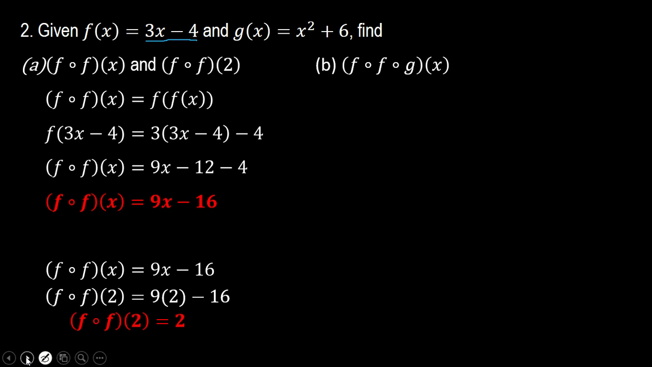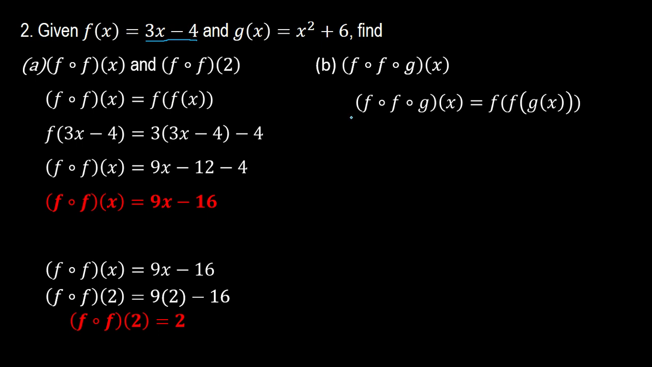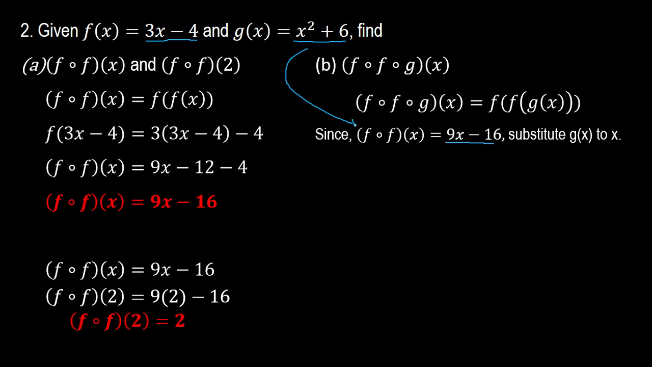Next one. Find the f of g of x. As you notice here, we have f of g of x. Actually, this is quite easy because we identified first the f of f of x. Provided that we have f of f as 9x minus 16, we can just substitute that g of x to the result of f of f of x. So let's just substitute x squared plus 6 to our f of f of x.